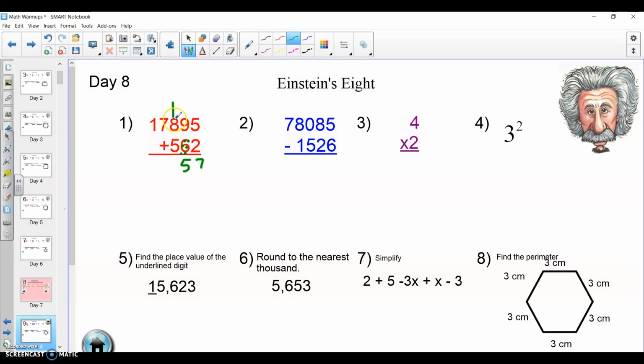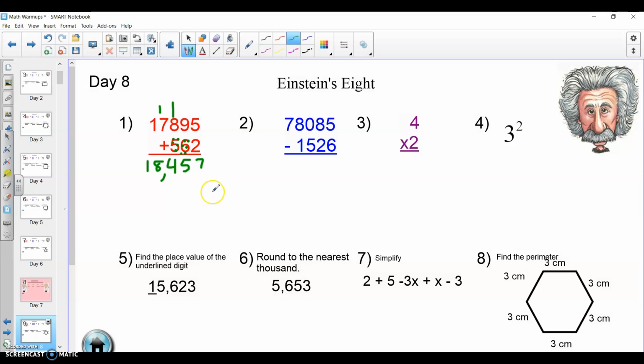So you're going to carry your 1. 8 plus 5. Well, 9, 10, 11, 12, 13 plus the 1 gives you 14. And again, you have digits to the left, so you're going to carry instead of write down 14. 7 plus 1, and 1 plus nothing. All right, so your answer for number 1 is 18,457.